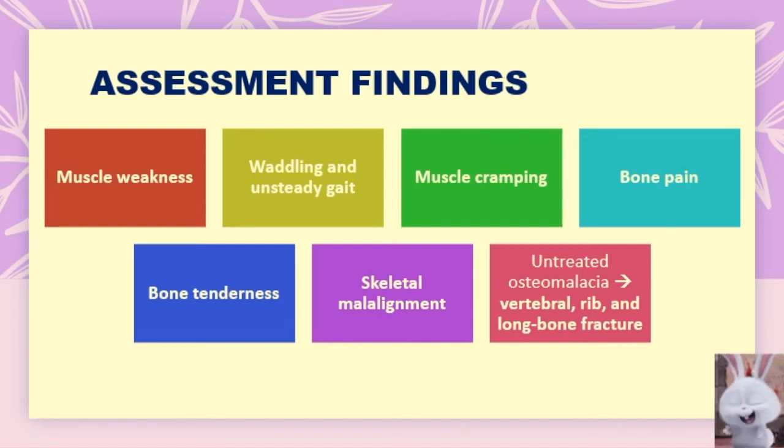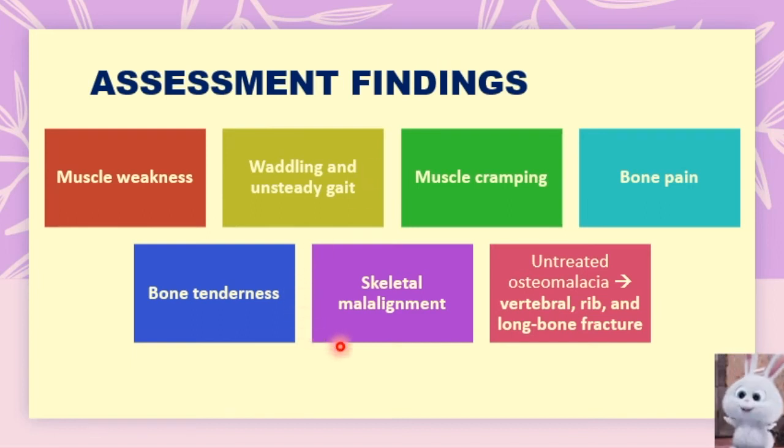Recall that hypocalcemia will manifest with signs and symptoms of tetany. You would have muscle cramping. So recall your Chvostek sign and then your Trousseau sign. Your patient would have bone pain. The bone pain tends to be aggravated by activity and worse at night. And then there will be skeletal malalignment, such as the bowing of your legs, the long bone bowing, or spinal deformity, which is similar to that seen in osteoporosis.